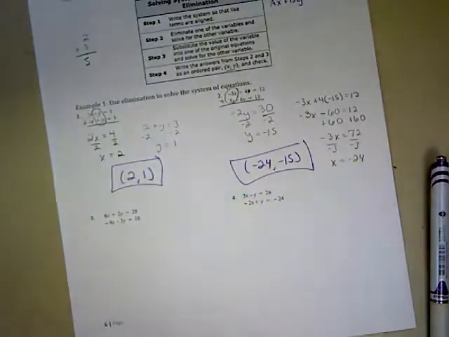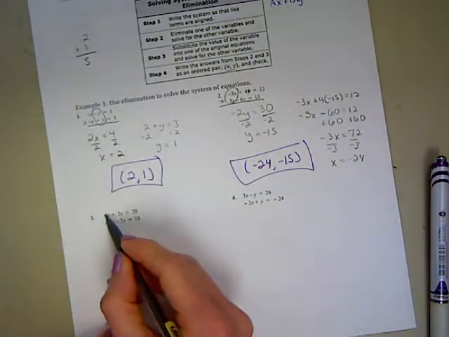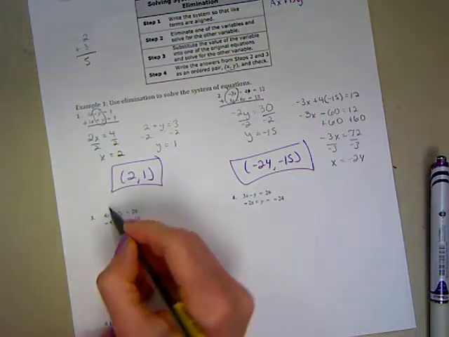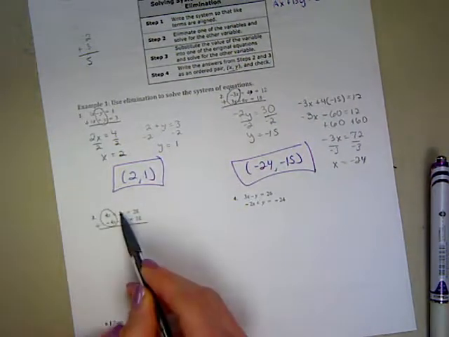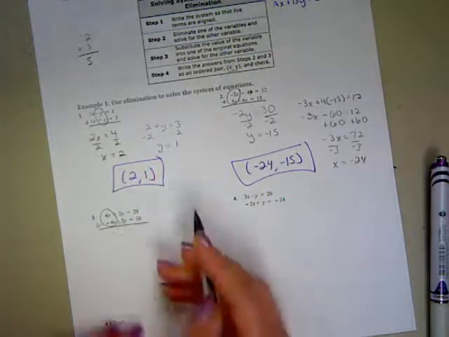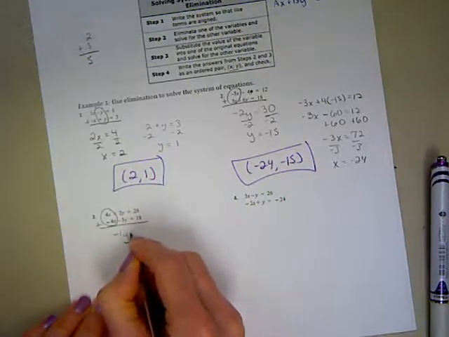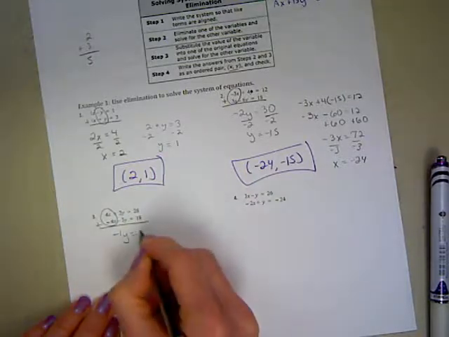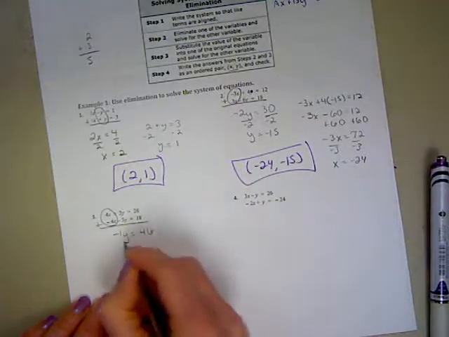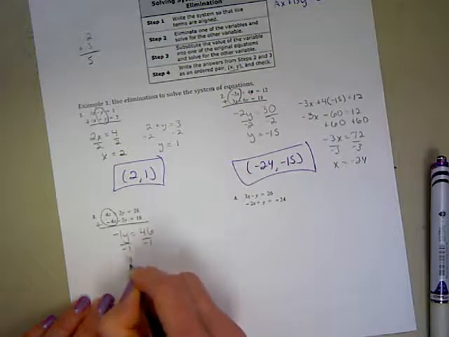Okay, bottom row, same idea. Same variable, opposite signs, circle them. They will cancel. So 2 plus a negative 3 is a negative 1, y. And 28 plus 18 is 46. Divide. Just gives us a negative 46.